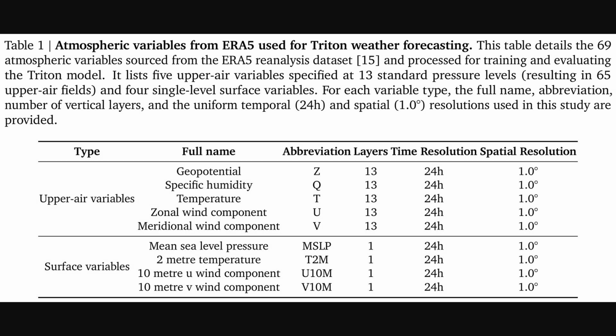So we've seen these incredible year-long weather forecasts, and this table gives us a look at the data that makes it all possible. The model was trained on the ERA5 reanalysis dataset, which is a massive collection of historical weather data. And as you can see, Triton learned from 69 different atmospheric variables. This includes things like temperature, humidity, and wind speed, not just at the surface, but at 13 different atmospheric layers as well. This comprehensive dataset, covering a wide range of conditions from the ground up, is what allows the model to learn the complex, multi-scale physics we saw it capture so well.